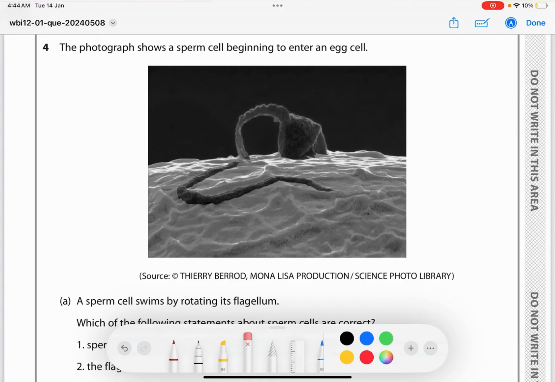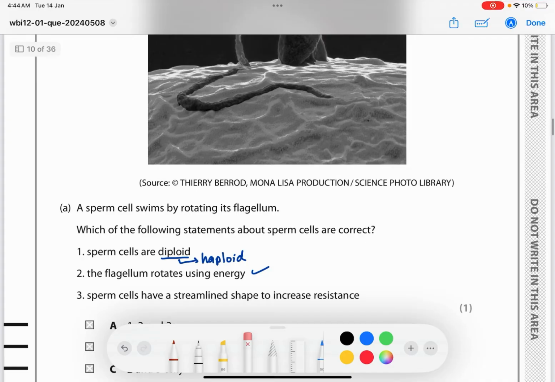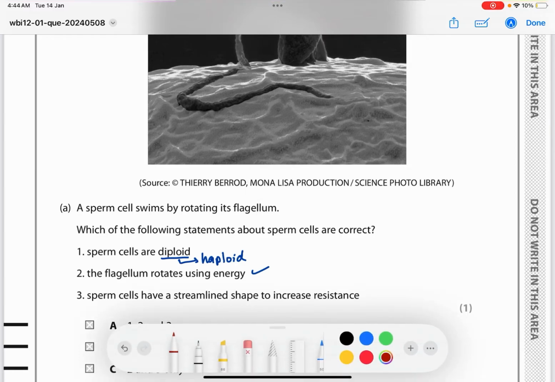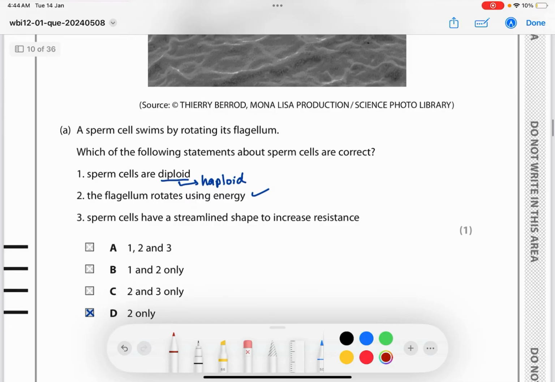The photograph shows a sperm cell beginning to enter an egg cell. A sperm cell swims by rotating its flagellum, right? So which of the following statements about sperm cells are correct? The first one is sperm cells are diploid. The flagellum rotates using energy. The sperm cells have a streamlined shape to increase resistance.